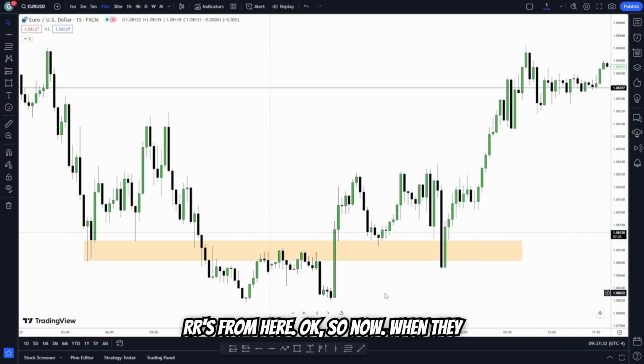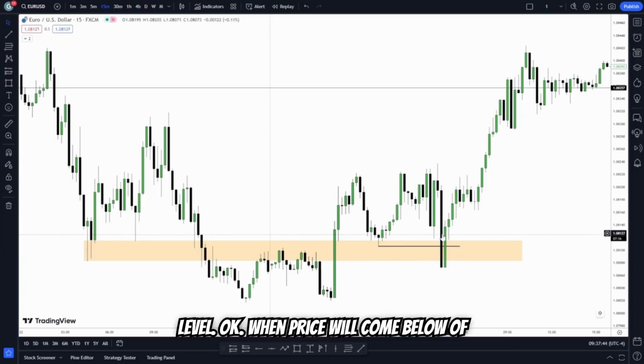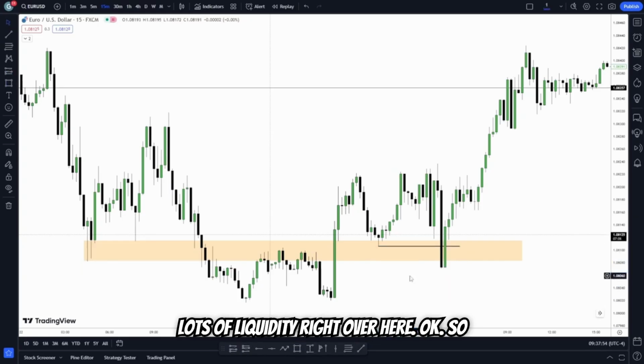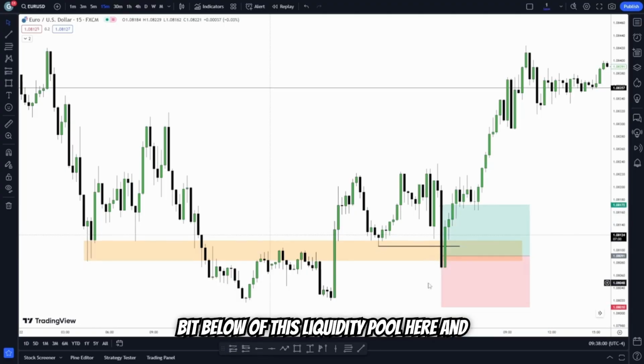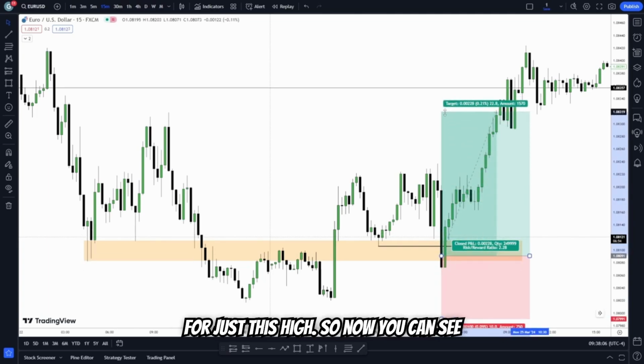So when they see this type of move in their favor, they will do break even, right? And now what will we wait for? We will wait for the price to come below this level. When price comes below this level, then we will look for buys, because we know that there is a lot of liquidity right over here. So if we can buy over here, just a little bit below this liquidity pool, and we can place a stop loss of 10 pips, and now we can target 1:2 for just this high.